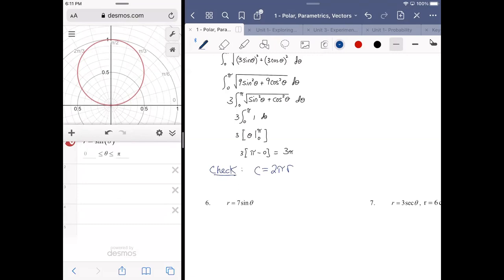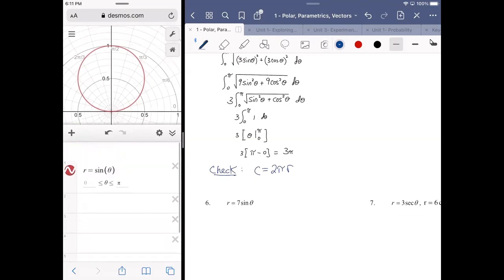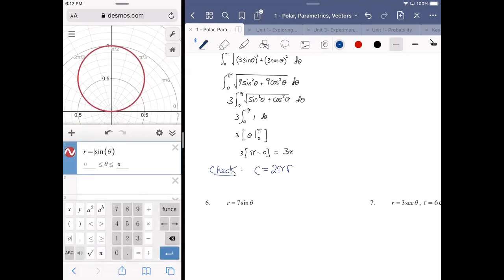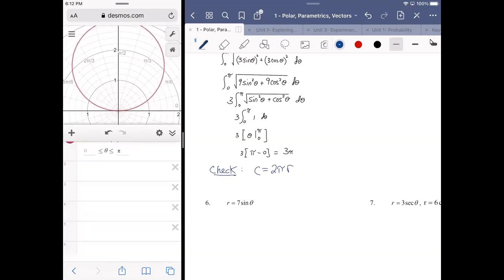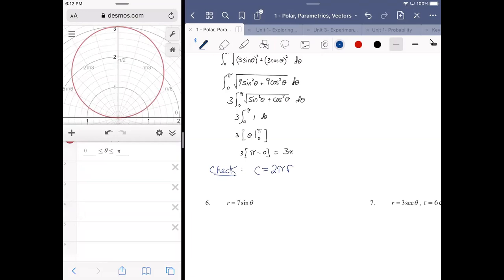Well, actually, it should be 1.5, so I don't know. Did I type it in right? No. Sorry. Radius of 1.5. Pop that in. 2 pi times 1.5 is equal to 3 pi. Yeah, 3 pi. All right, and that's what it ought to be.